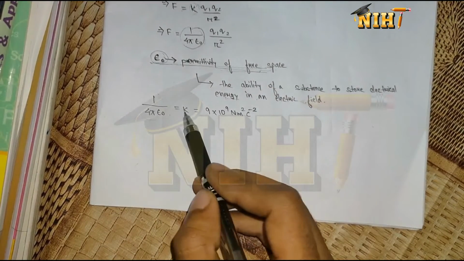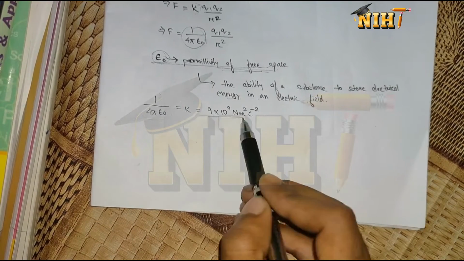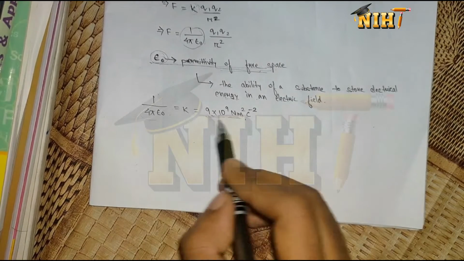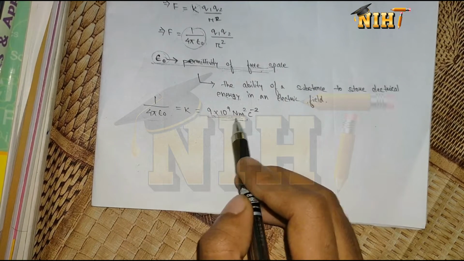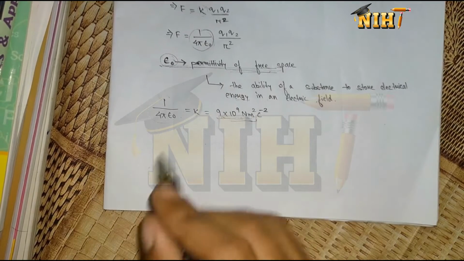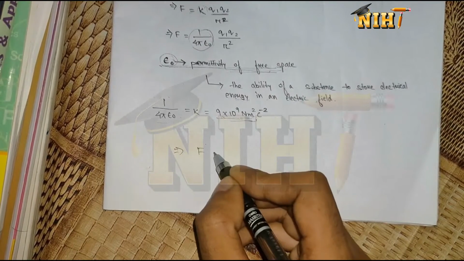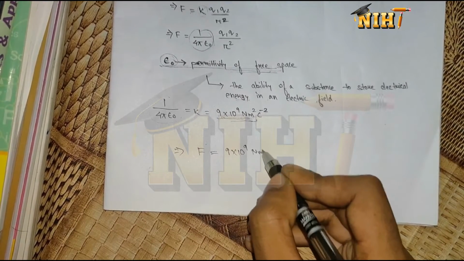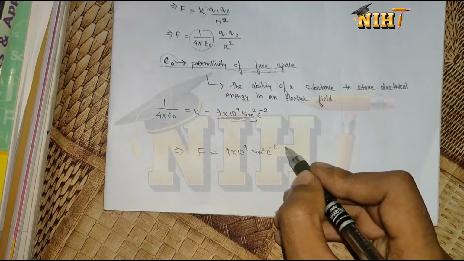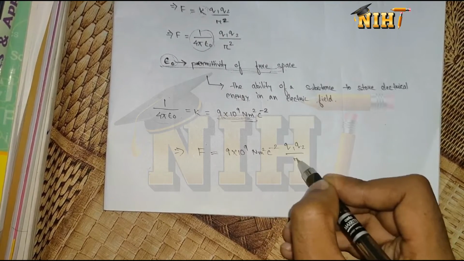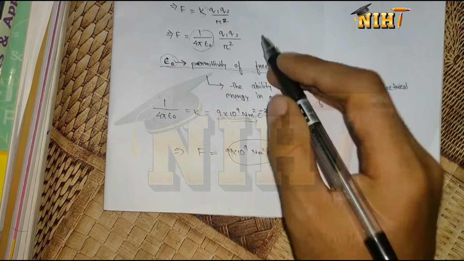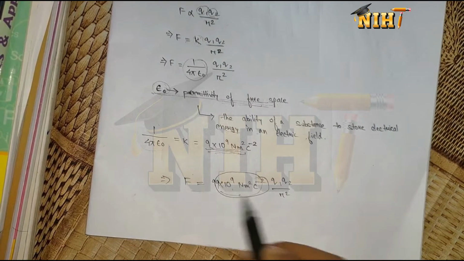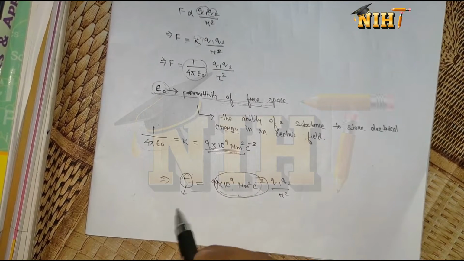1 by 4 pi epsilon naught equals k, and the value is 9 into 10 to the power 9 Newton meter square Coulomb to the power minus 2. You have to remember this value, as this will be used in further numericals. Also you can write the force like this: F is equal to 9 into 10 to the power 9 Newton meter square Coulomb minus 2 q1 q2 by r square. As we have found out the value of 1 by 4 pi epsilon naught to be this, we can replace it here and we can write this is the Coulombic force between two bodies.